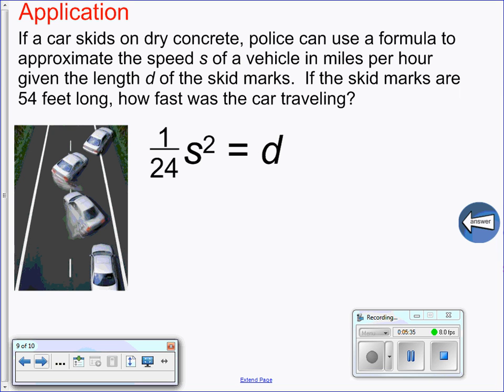If a car skids on dry concrete, police can use a formula to approximate the speed, s, of a vehicle in miles per hour, given the length, d, of the skid marks. If the skid marks are 54 feet long, how fast was the car driving?